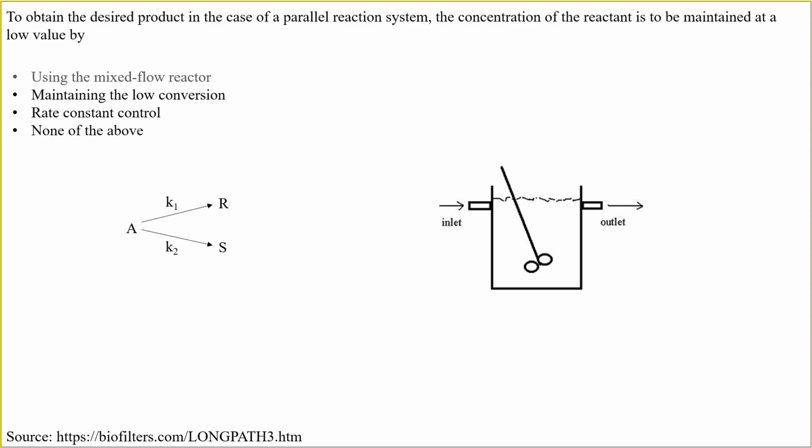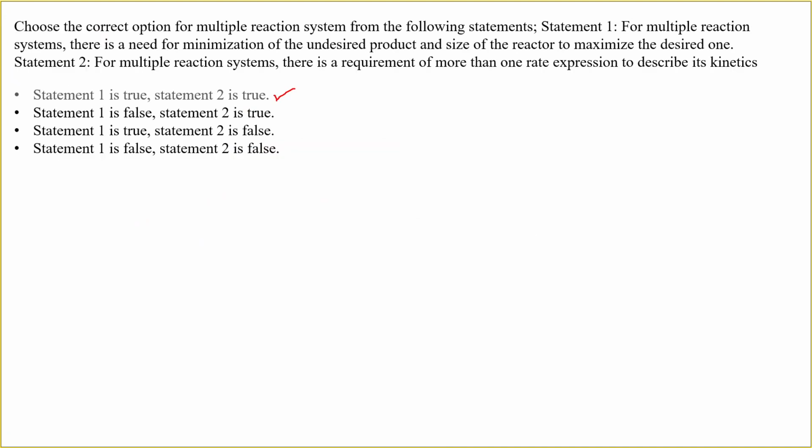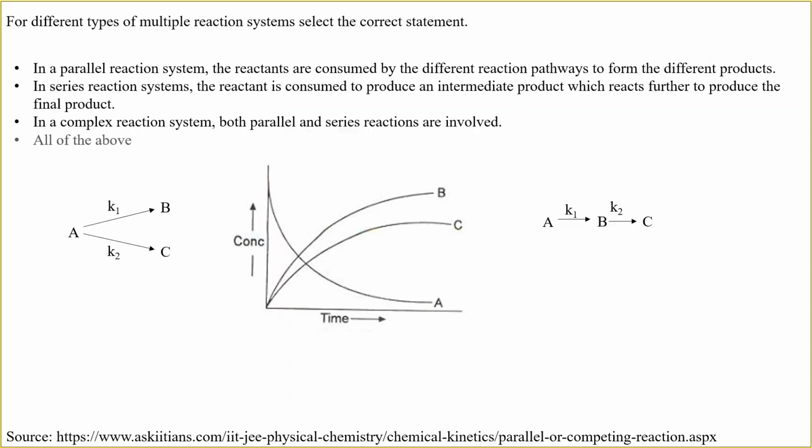Using mixed flow reactor, maintaining low conversion, rate constant control, or none of the above. So, as I discussed in the statement here, in choose the correct statement one, where there are multiple reaction systems, there is a need for minimization of undesired product and size of the reactor to maximize the desired.